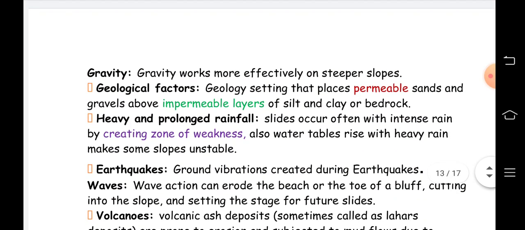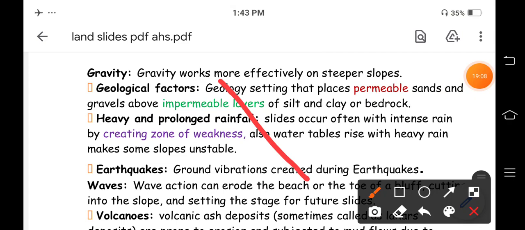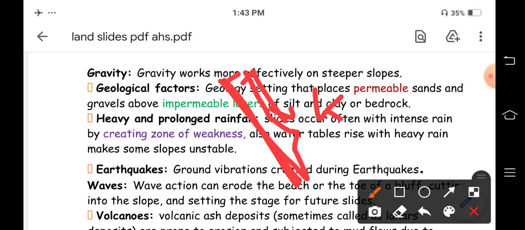First one is gravity. Gravity works more effectively on steeper slopes. Due to the action of gravity, if your slope is very steep, the soil mass or rock material will try to move in a downward direction more rapidly under the action of gravitational force.